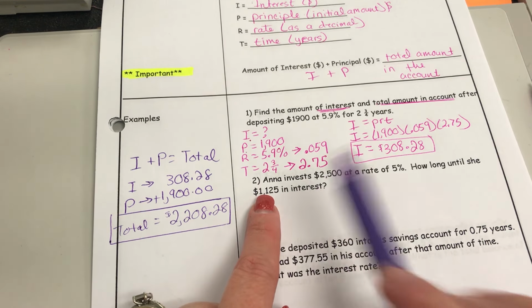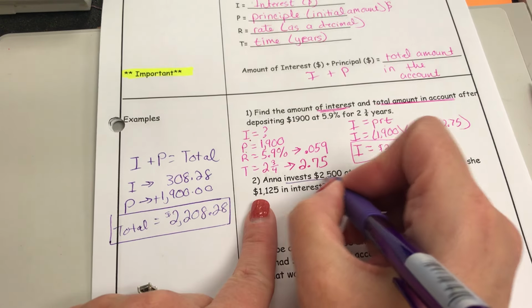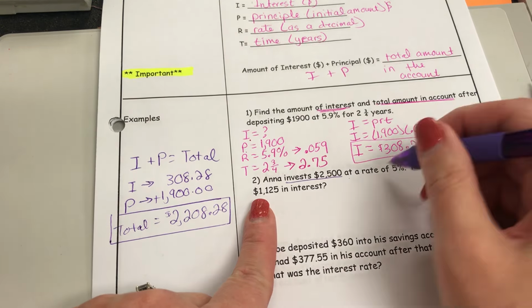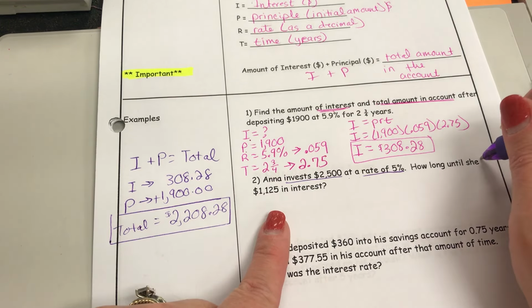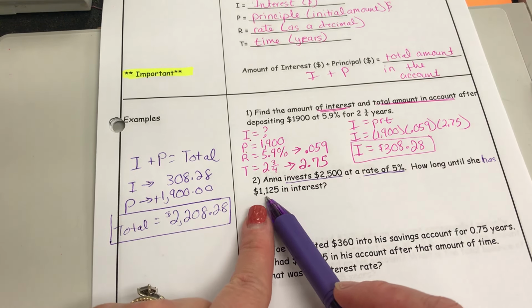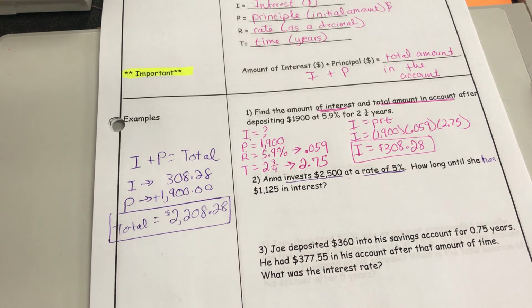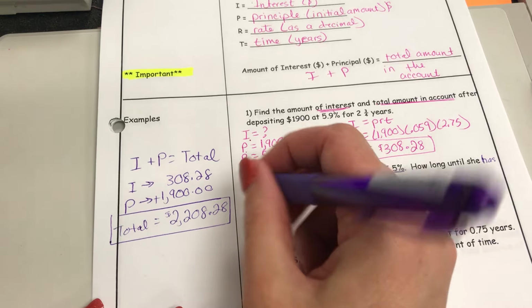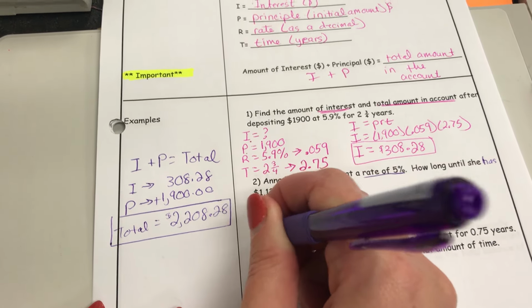Anna invests $2,500, that's important, invest, at a rate of 5%. How long until she has $1,125 in interest, okay? So how long is it going to be until she has that much in interest? So we have I, P, R, T.